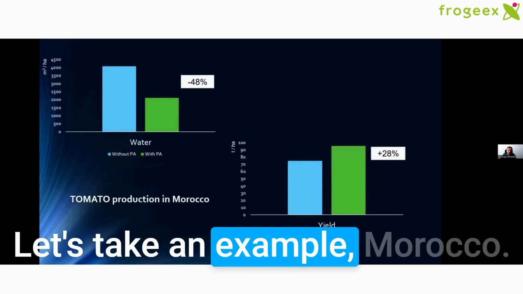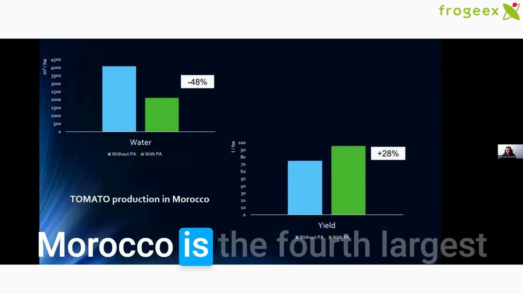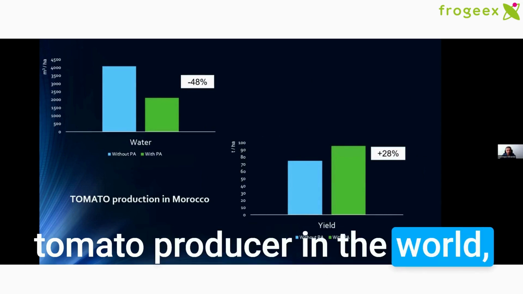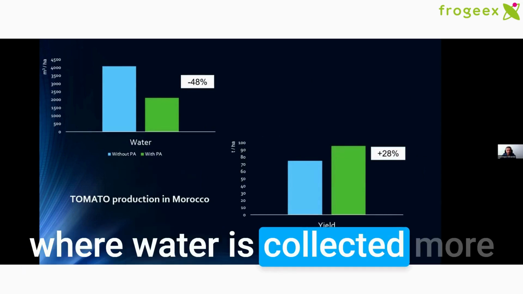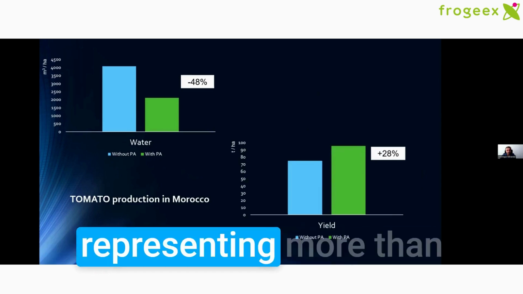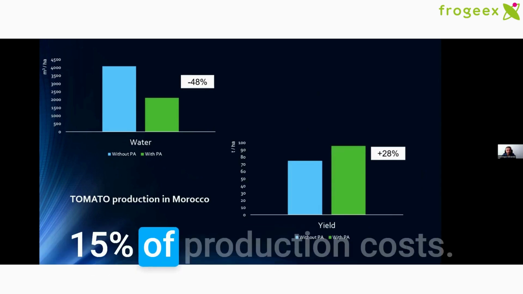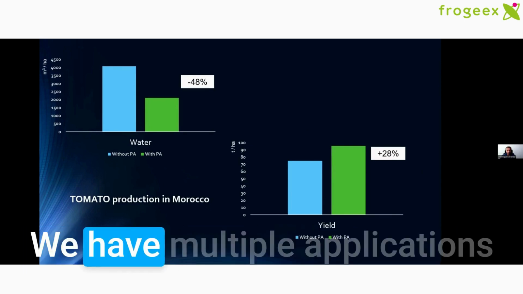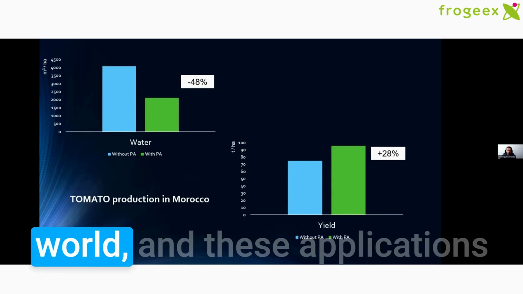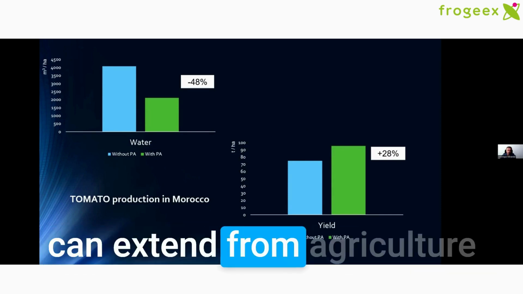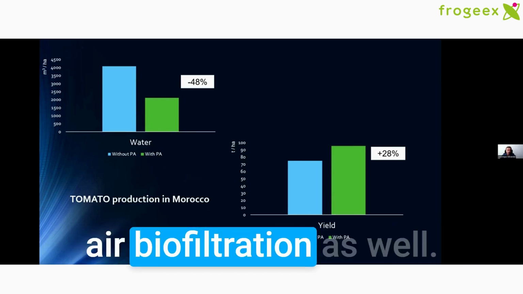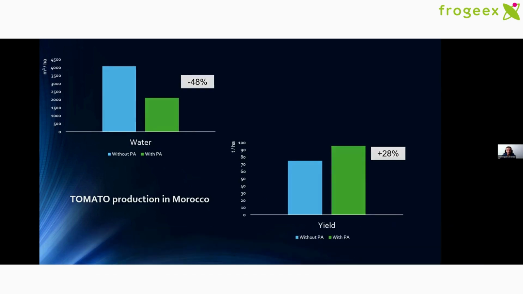Let's take an example. Morocco. Morocco is the fourth largest tomato producer in the world, where water is collected more and more at greater depths, representing more than 15% of production costs. We have multiple applications of this technology all over the world, and these applications can extend from agriculture to water biofiltration and air biofiltration as well.